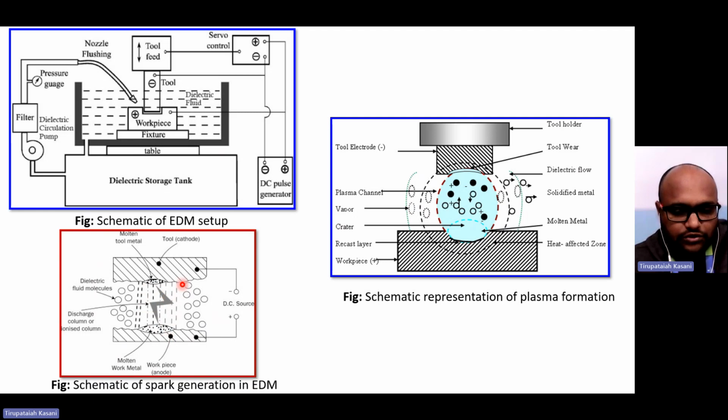A number of sparks are generated instantaneously between the tool and the workpiece, which results in melting, evaporation, followed by cavitation. That is the material removal mechanism.